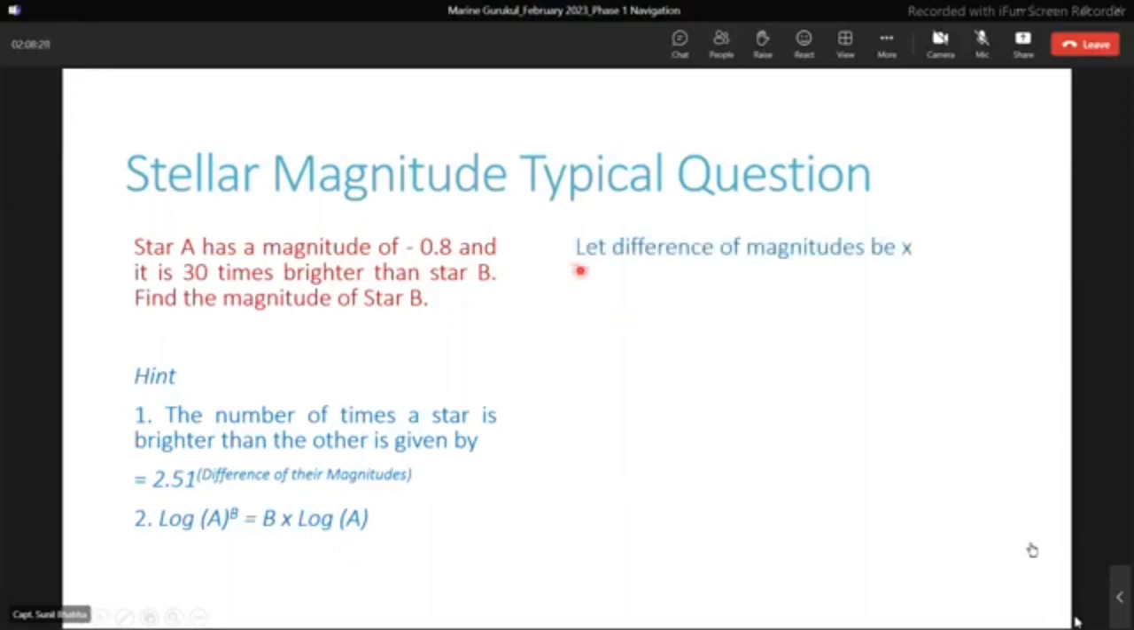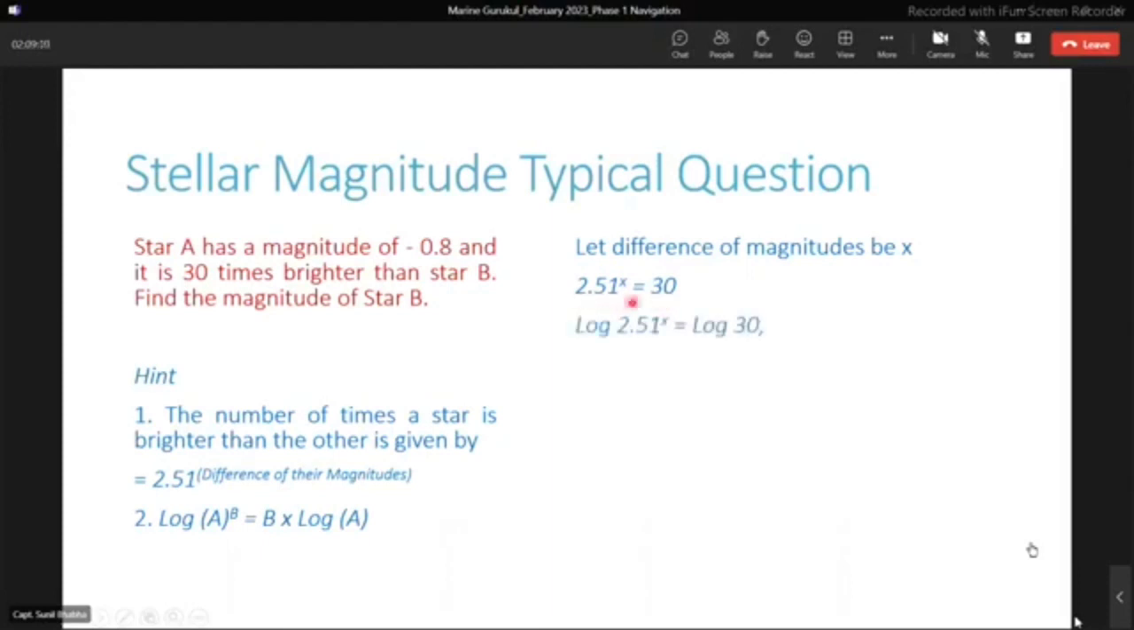First of all, let's assume that the difference of magnitudes between the two bodies is x. If the difference of magnitude between the two stars, star A and star B, is x, that tells us 2.51 raised to power x should be equal to how many times one star is brighter than the other. Now this is given to us in the question. The question says that star A is 30 times brighter than star B. So this tells us 2.51 raised to power x is equal to 30.